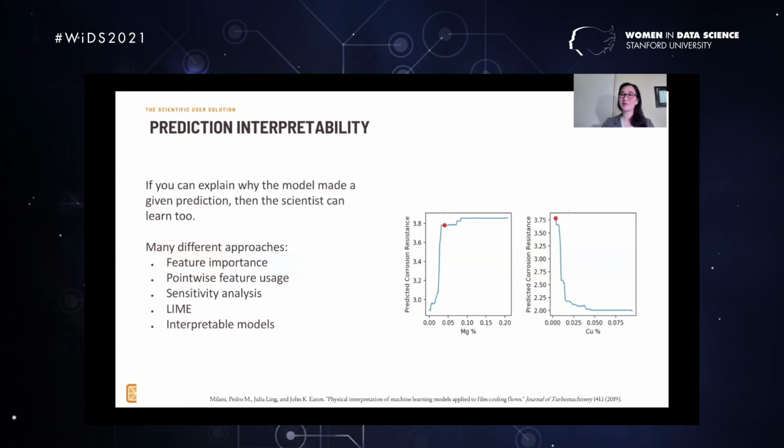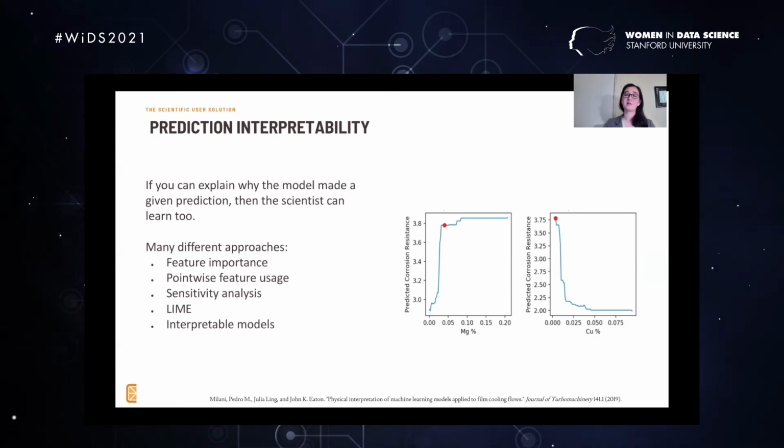All right, prediction interpretability is really one of my favorite topics. This is something that I can and have given full lectures on by itself. But fundamentally, prediction interpretability is the idea of having a way of explaining why the model made a given prediction. And if you can explain why the model made a given prediction, then the scientist can learn too. They can validate their hypotheses. They can see why the model prediction might disagree with their own intuition.